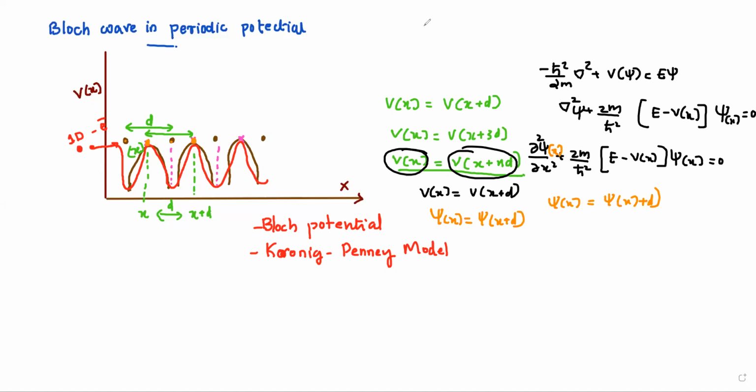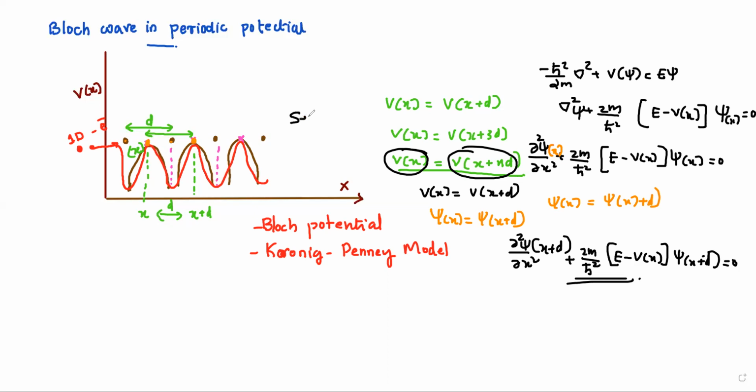So the equation becomes dou square psi by dou x square at x plus d plus 2m by h square into E minus V of x into psi of x plus d equal to 0. This is the Schrodinger equation in the case of a periodic lattice, or in the case of a Bloch potential, or in the case of a Kronig-Penney model of a semiconducting material.